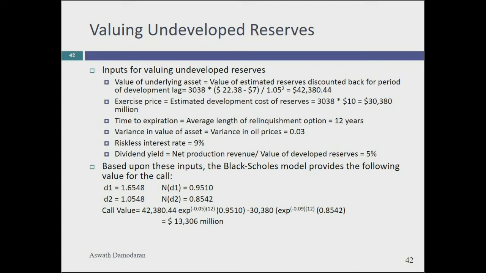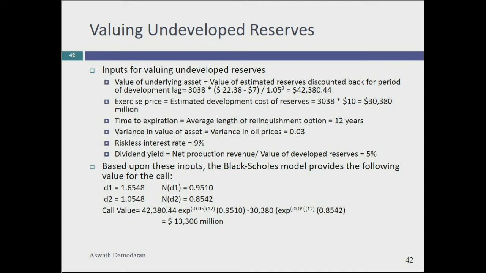So what was the value from the DCF valuation? It was $12 billion, right? Now as an option, I'm valuing at $13.3 billion. This is like magic. Where did the extra $1.3 billion in value come from here? What's causing it? Just take a look at the inputs and tell me what it is that's causing the extra $1.3 billion.